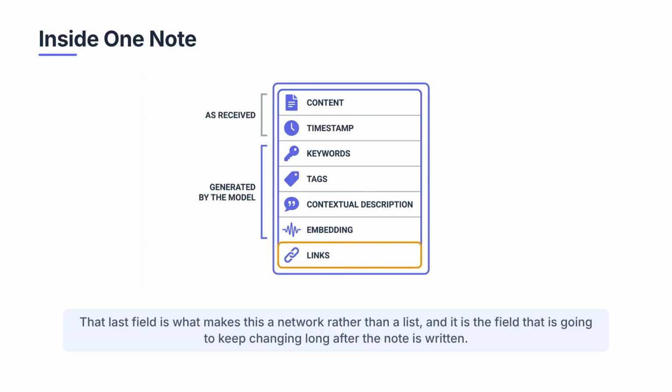That last field is what makes this a network rather than a list, and it is the field that is going to keep changing long after the note is written.